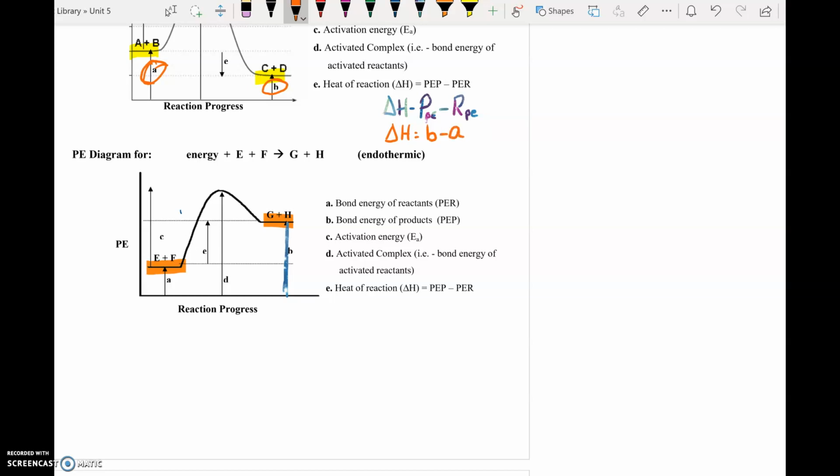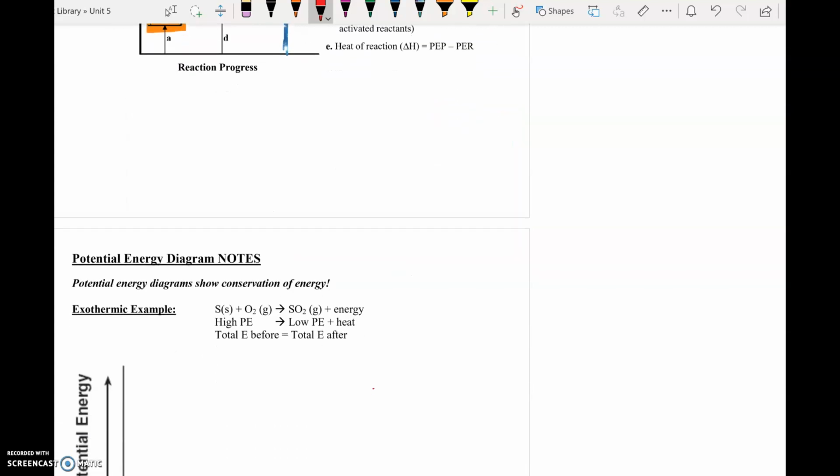If you do the math and think about this mathematically, you're going to end up with a negative delta H value here, because you're going to take this small number, letter B, minus a larger number, letter A. So you're going to end up with a negative number. Just remember that all negative delta H's are exothermic. So if negative delta H, then exothermic. That pretty much takes care of that.